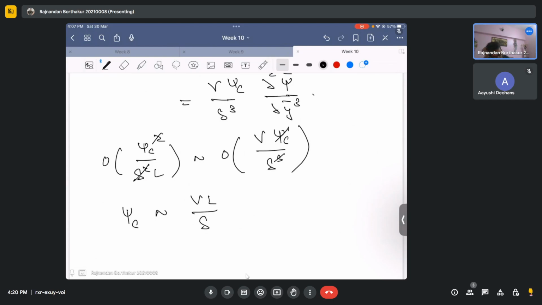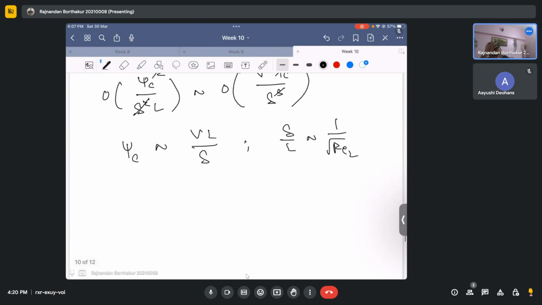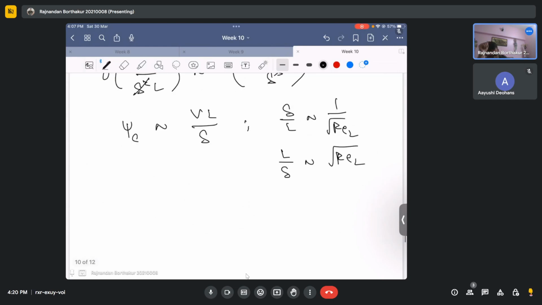But we know one thing. This is one result, but you can express it in a more simplified way. What we know is that delta by L scales as 1 upon root of Re_L, which means that L by delta will scale as root over Re_L. All right, so let's do this. Then what do we get? I think this is correct.